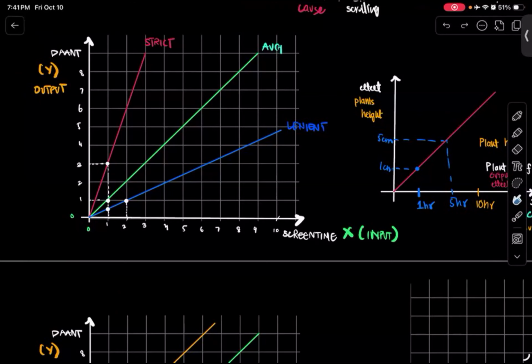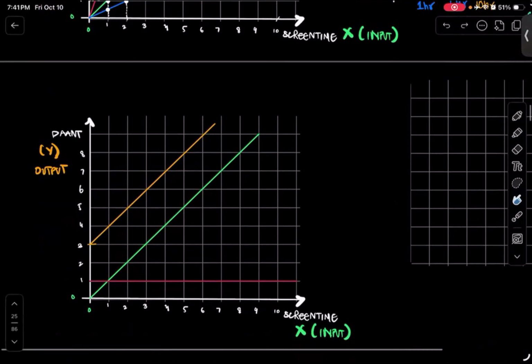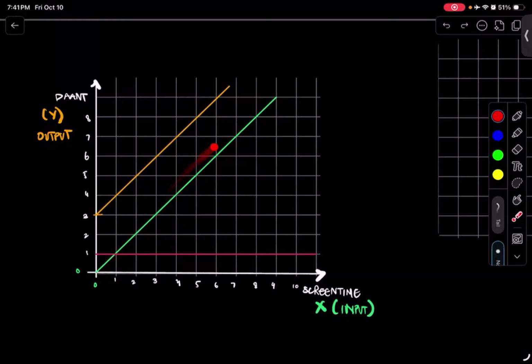Okay, then we'll study a slightly different relationship as well. What do you think this graph is telling me? This is another graph for three different people. This is for yellow, which is another kid. There's a green one, which is the average kid. And then there's this red anomaly as well. What do you think these three lines are telling me?